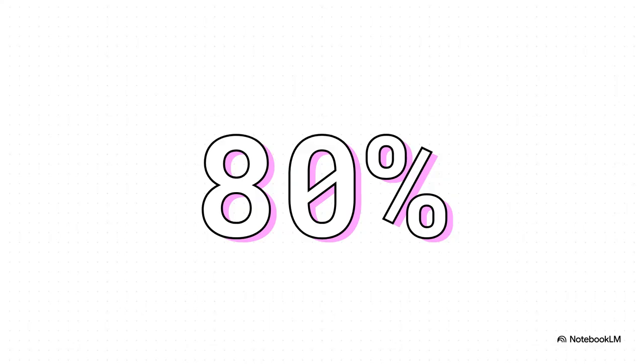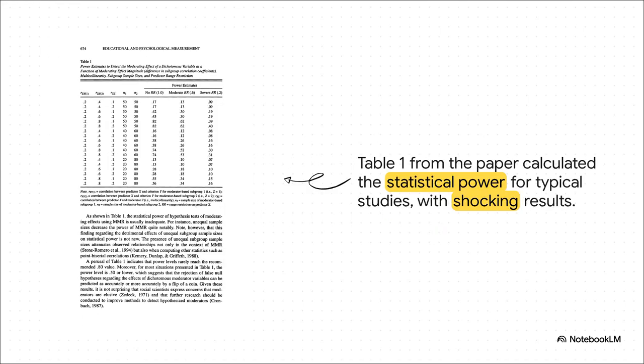So what's a good amount of power? Well, the gold standard in science is 80%. That means you've got a really solid 80% chance of finding the thing you're looking for if it's really there. Now, I want you to burn that number into your brain, 80%, because what this paper uncovered is absolutely shocking. This right here is table 1 from the paper, and it really gets to the heart of the problem.